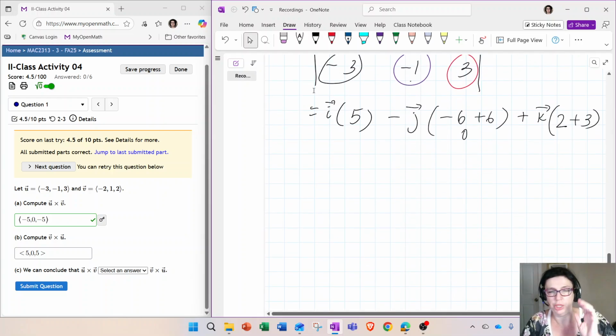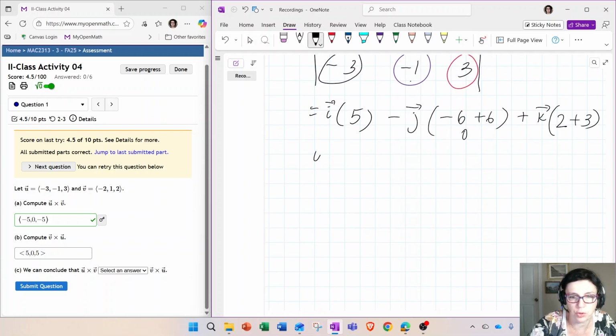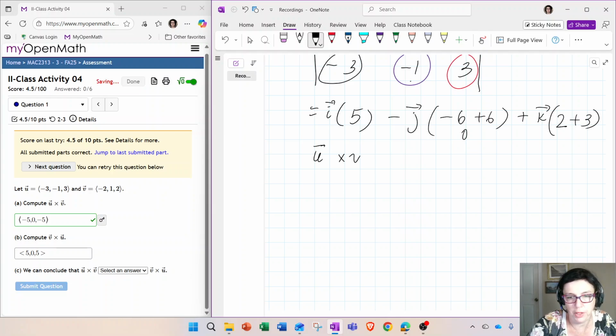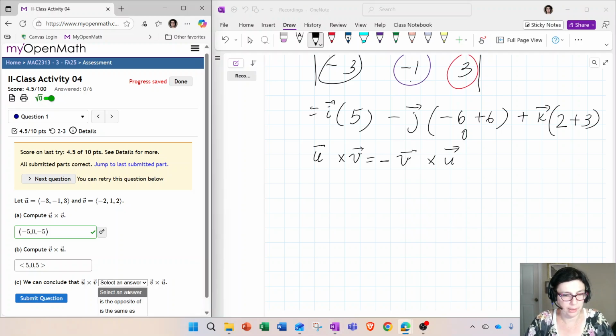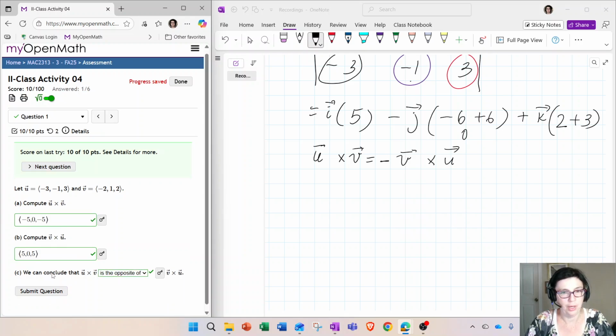So in conclusion, does it make a difference whether you are crossing u with v or v with u? The answer is yes. Actually, this is the negative of that, so they are opposite in sign. This is the opposite of v cross u.